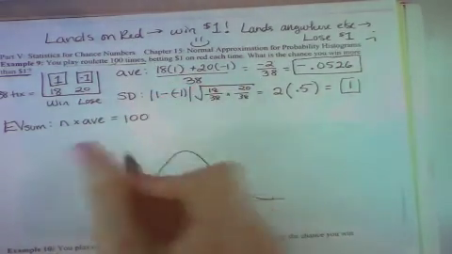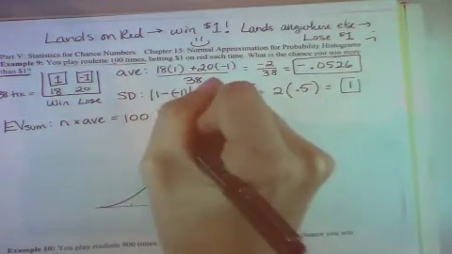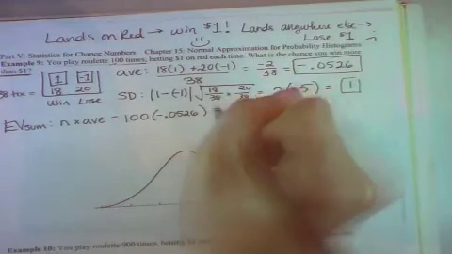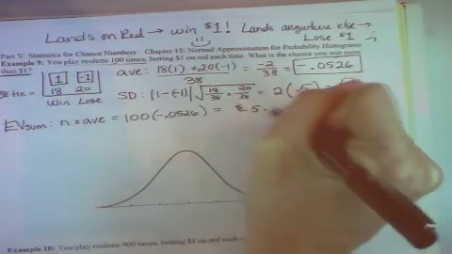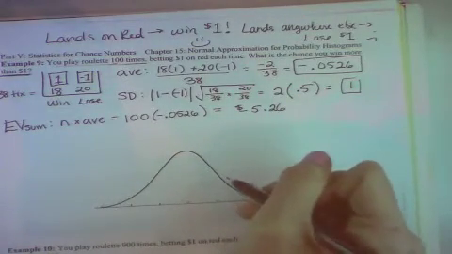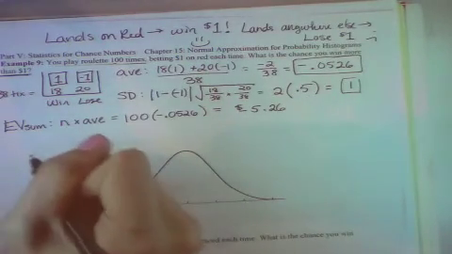And the average of our box, we said, was going to be minus a nickel, right? So times negative 0.0526. So that is negative $5.26. So you can see why Vegas stays in business, right? Everybody's losing $5 every time they play 100 times.